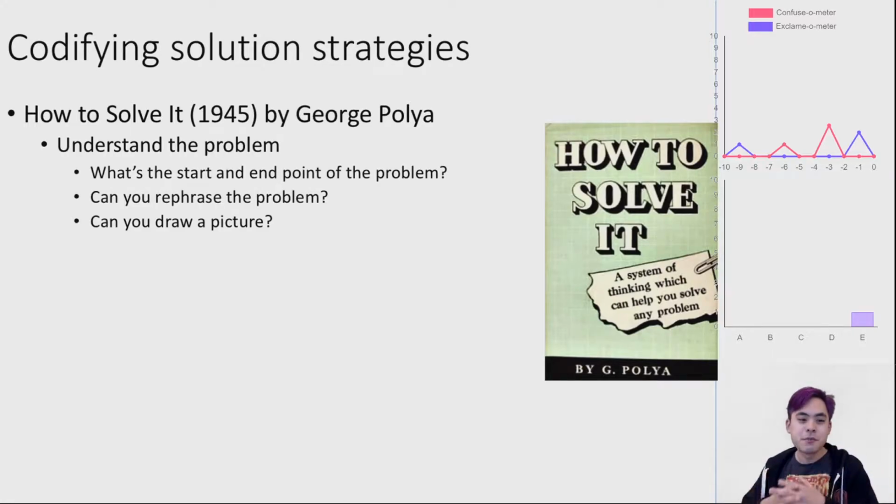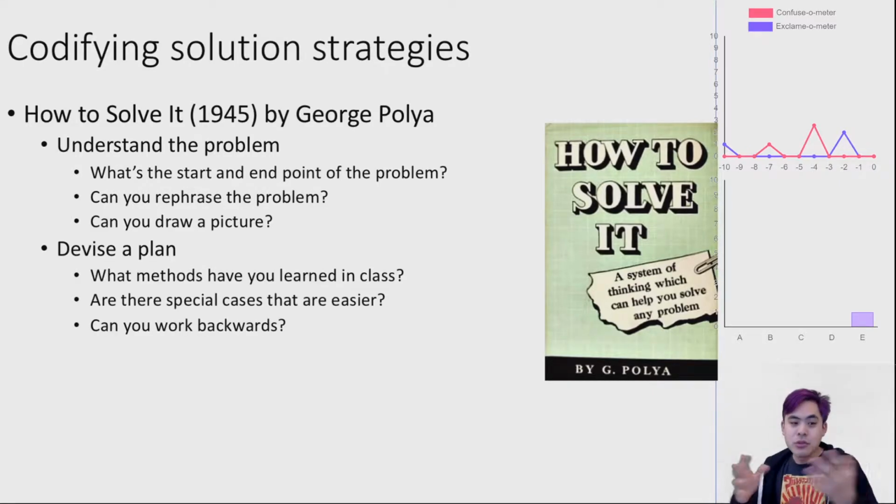The first part is you really have to understand the problem. What's the start and end point of the problem? Can you rephrase the problem? Can you draw a picture to help yourself understand it? Second, you need to then devise a plan. So, what methods have you learned in class? Are there special cases that are easier? Can you work backwards?